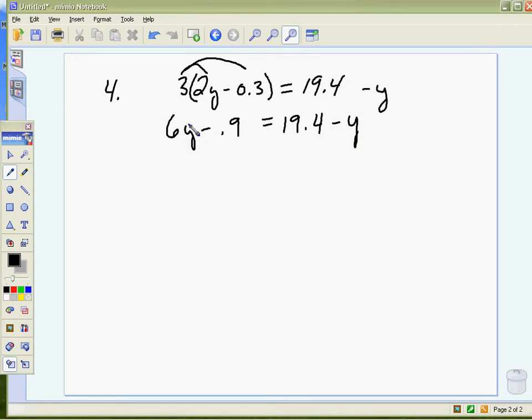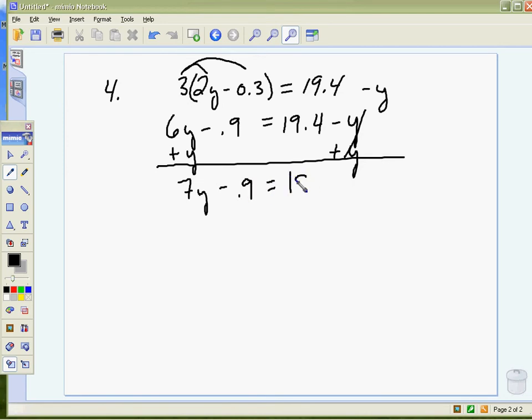Now I have, again, variables on the left side of the equal sign and variables on the right side. Since my variables over here are already positive and these are negative, because a minus is basically the same thing as a negative, I want to add this y to both sides. And remember, it's a 1y that I'm adding. This goes away, bring everything else back down. 6y plus 1y is 7y. The minus 0.9 comes down, equals comes down, and 19.4 comes down.